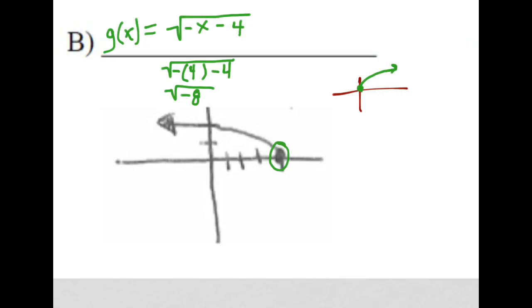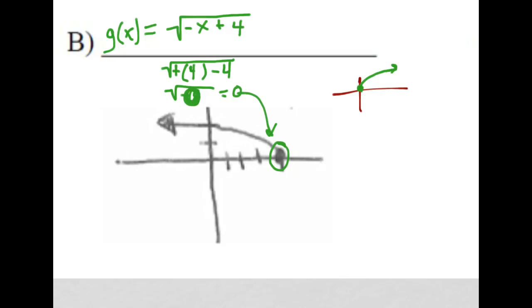Okay, so there's something wrong here. I made some sort of mistake. Let's try positive 4. So if I put positive 4 in there, then I get positive 4 minus 4 is 0. And the square root of 0 is 0. Huh. So, that's that weird thing that happens when you're dealing with a horizontal flip in addition to a horizontal translation. It messes things up.